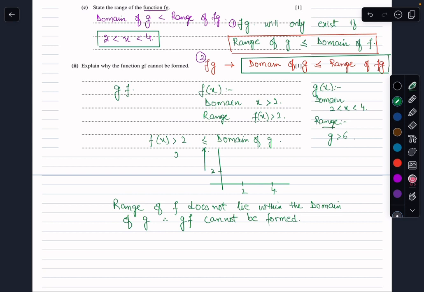So this is all about composite functions, and in the next video, we'll move on to the next topic on functions.